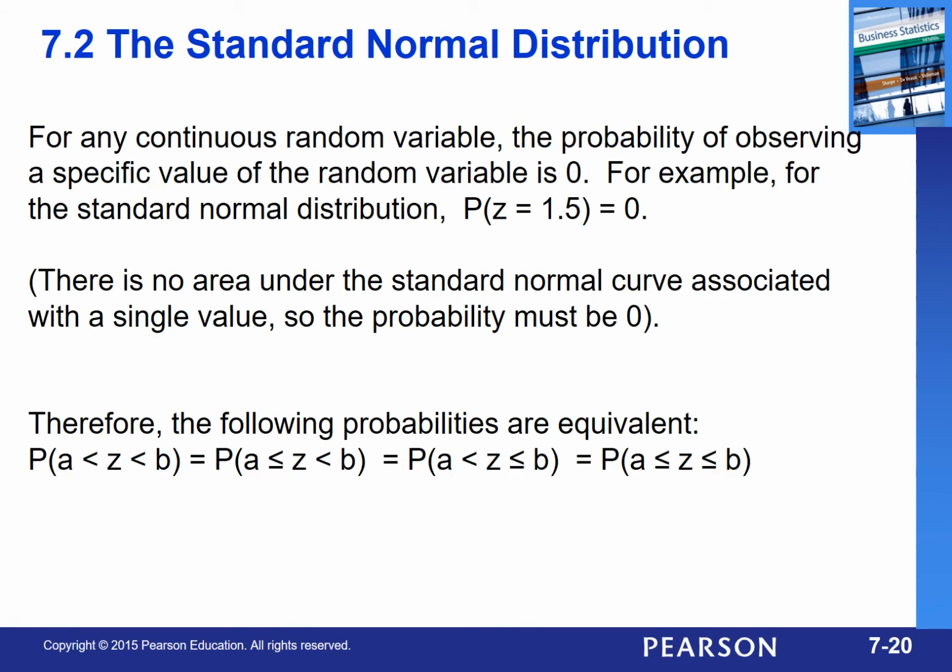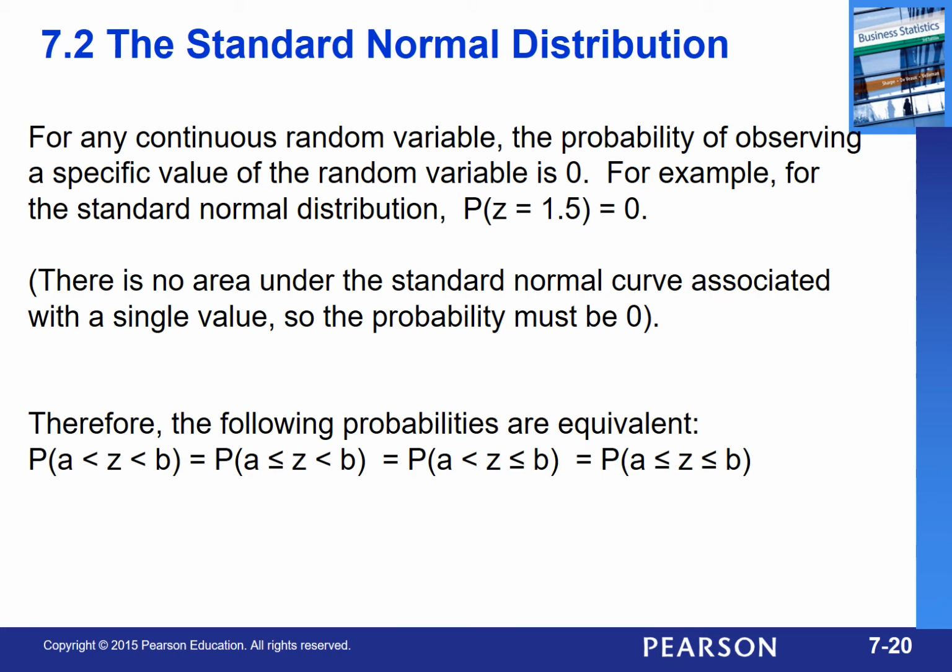Okay, so for any continuous random variable, the probability of observing a specific value of a random variable is 0. Why? Because this is all area. When you're dealing with area, the area below a single value is a line. Lines don't have area, they're one-dimensional. They have 0 probability.